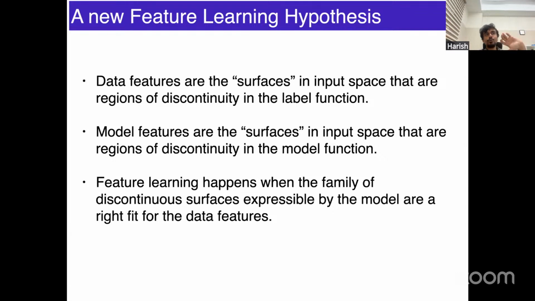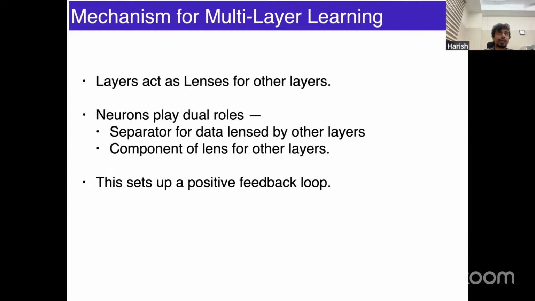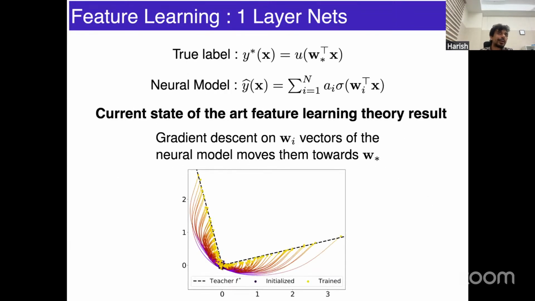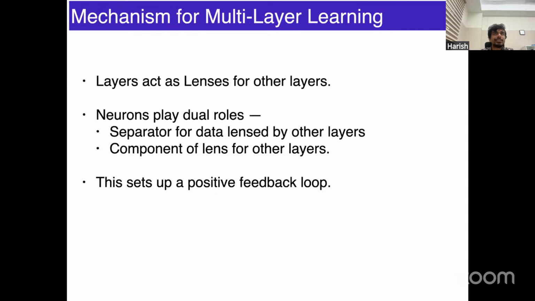Don't worry if you don't fully understand what's going on here. I will try to explain this with more concrete examples later on. Okay, what's the mechanism for multi-layer learning? That's the main reason why we were unsatisfied with the current state of the art for feature learning theory. So the mechanism is the main reason why we do the work that we do.